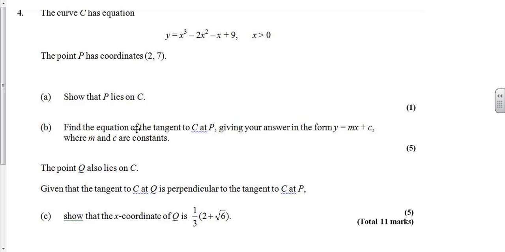Then in part B, it asks us to find the equation of the tangent at P in the form y equals mx plus c. And then finally, there's another point Q, which is on C. It so happens that the tangent at Q is perpendicular to the tangent at P, and we're asked to find the x coordinate. So let's see how we get on.